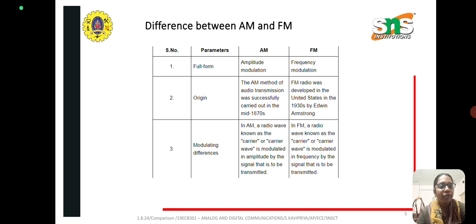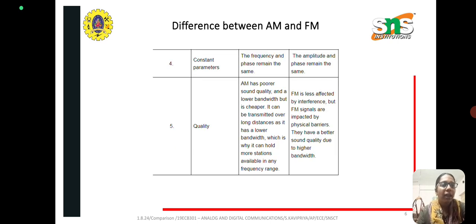As for the modulating differences, in AM the radio wave known as the carrier wave is modulated in amplitude by the signal that is being transmitted. In FM, the carrier wave is modulated in frequency by the signal that is to be transmitted. The constant parameters in the case of AM are frequency and phase, whereas in the case of FM they are amplitude and phase.